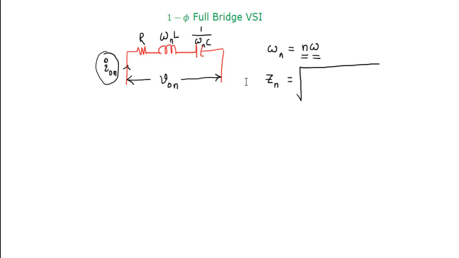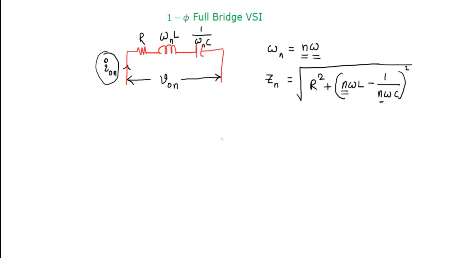R square plus the inductive reactance and capacitive reactance, that is n omega L minus 1 by n omega C, whole square. Okay, so this impedance offered to the nth harmonic current always depends on the harmonic number. We need to remember this.